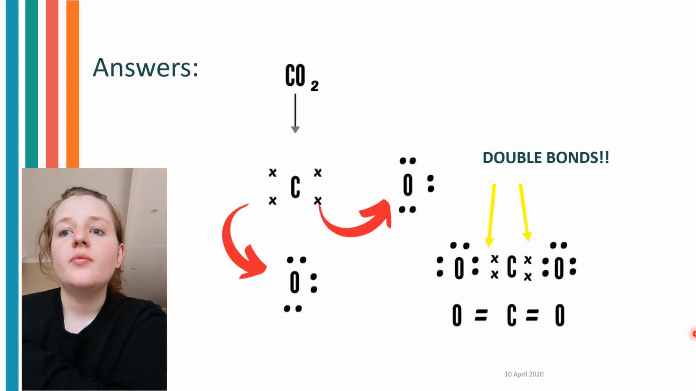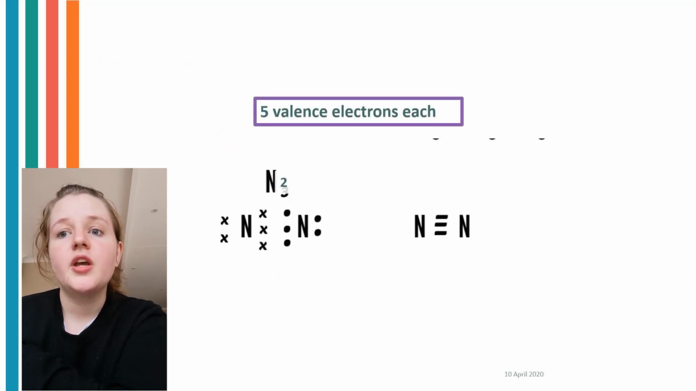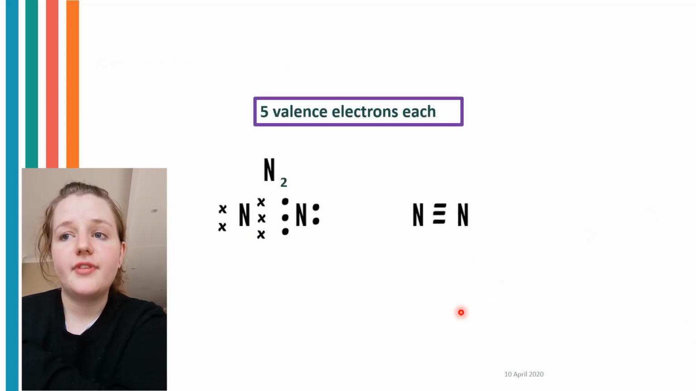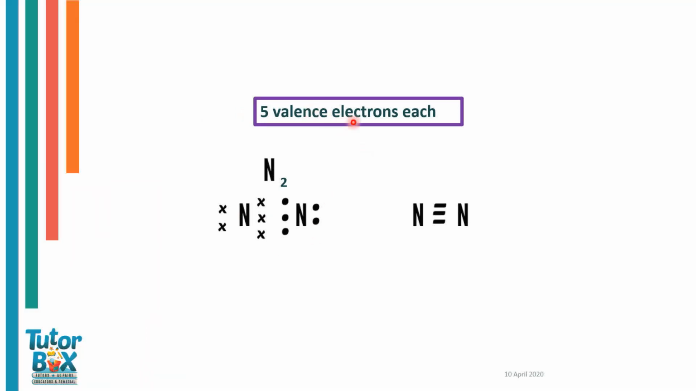Okay, then the next one was N2. Okay, so each nitrogen, remember, has 5 valence electrons. And then what's going to happen in this one is you're going to share 3 because it can. And then you're going to have a 2 on the outside. And then your Cooper will just be 3 straight lines.